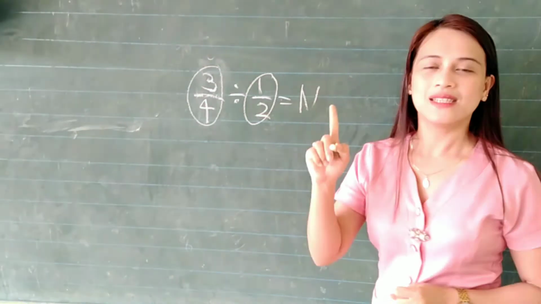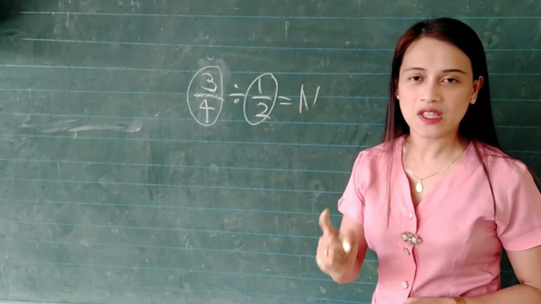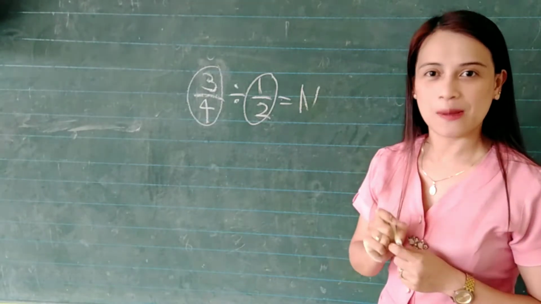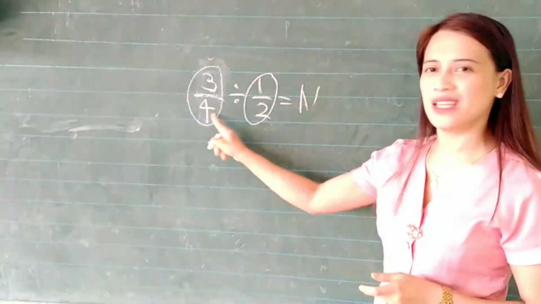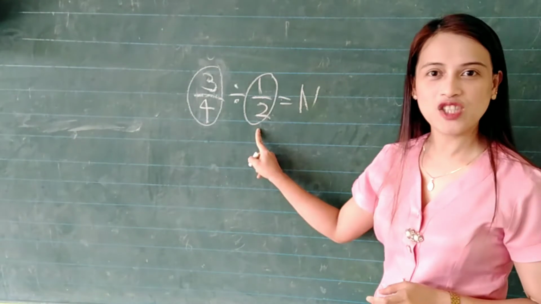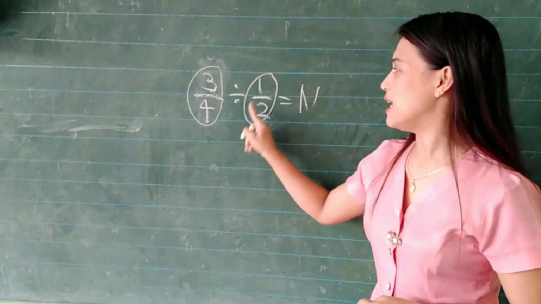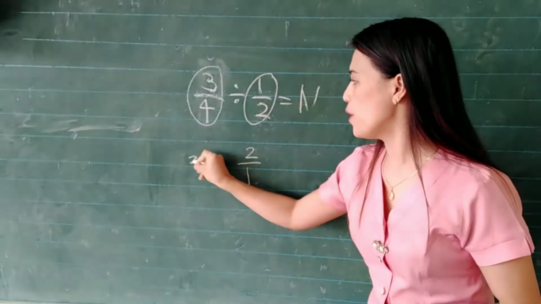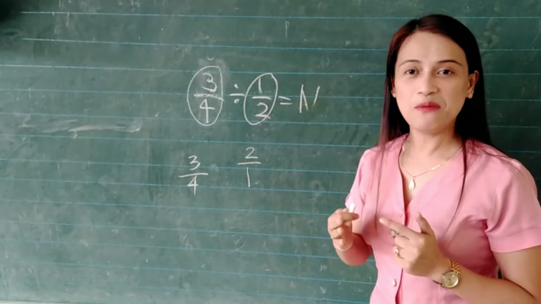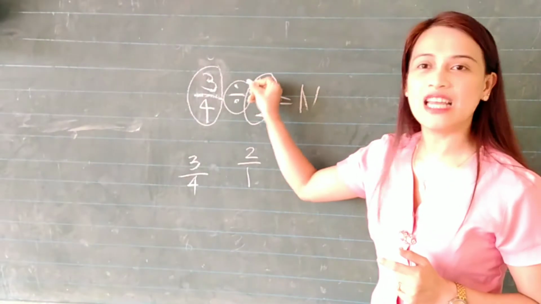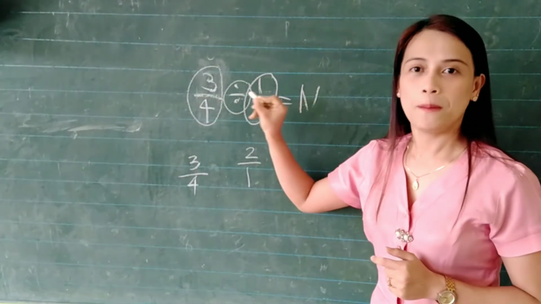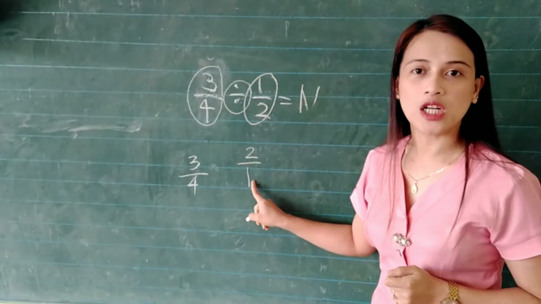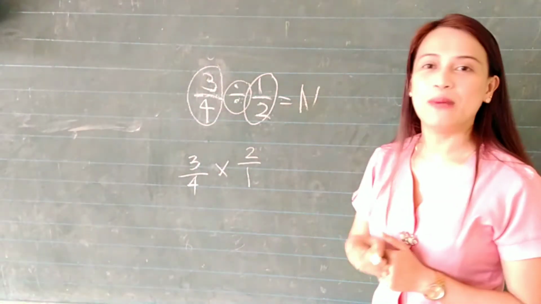So the first thing to do is to find the reciprocal of the divisor. Or ato kuhaon ang reciprocal sa divisor. So asa diri ang divisor? 1/2, di ba? So unsa ang reciprocal sa 1/2? Baliktaron lang nato, is 2 over 1. Copy 3/4. And then this time we will not use the division. Dili nato ni gamiton ang division na operation. Instead, once na change nato siya into its reciprocal, ato din siyang i-multiply.